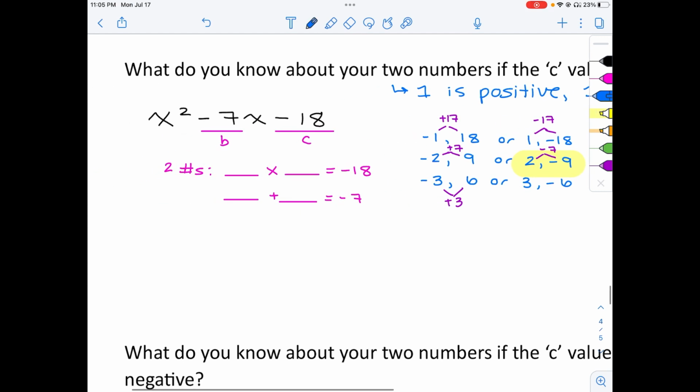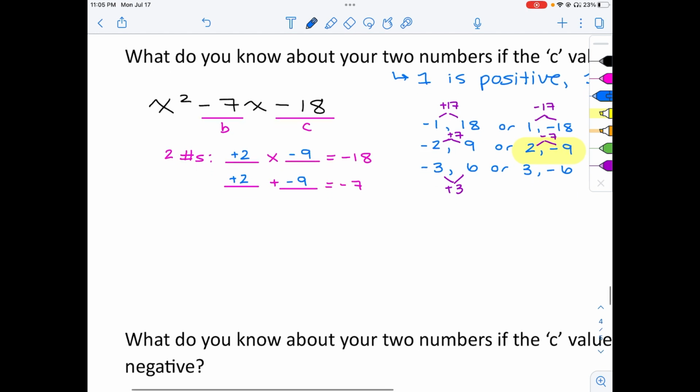Okay, and I'm just going to show it over here. So if I have positive 2 times negative 9, that would give me negative 18. Again, you can always check that in your calculator. And then positive 2 add negative 9 is really just the same as 2 subtract 9. That does give me negative 7. So those are my two numbers, and my factored form would look like x plus 2, x minus 9.